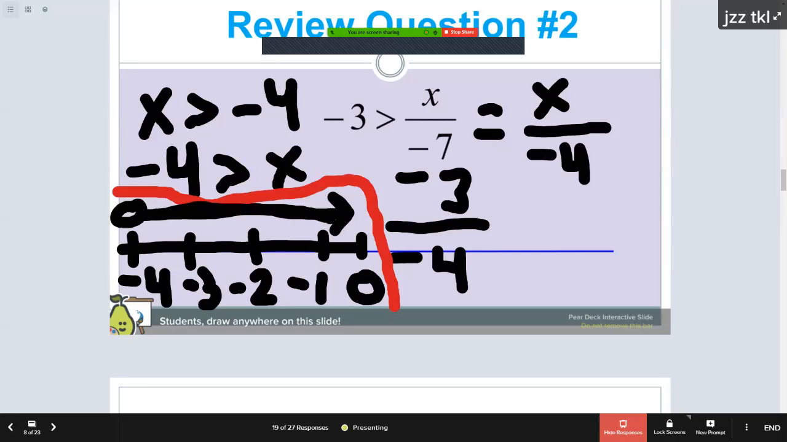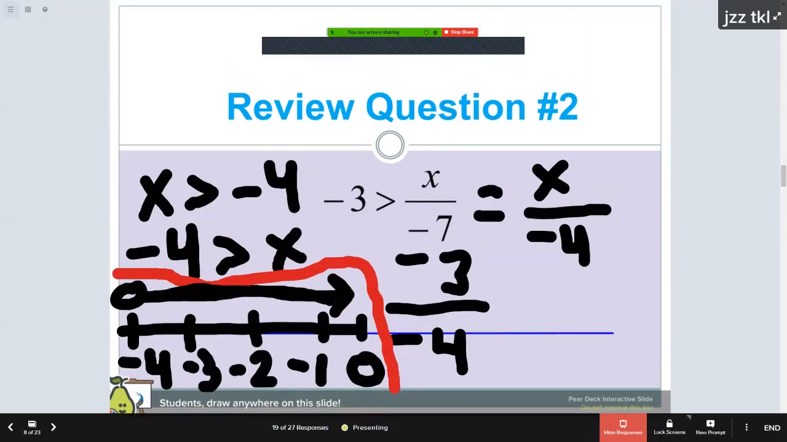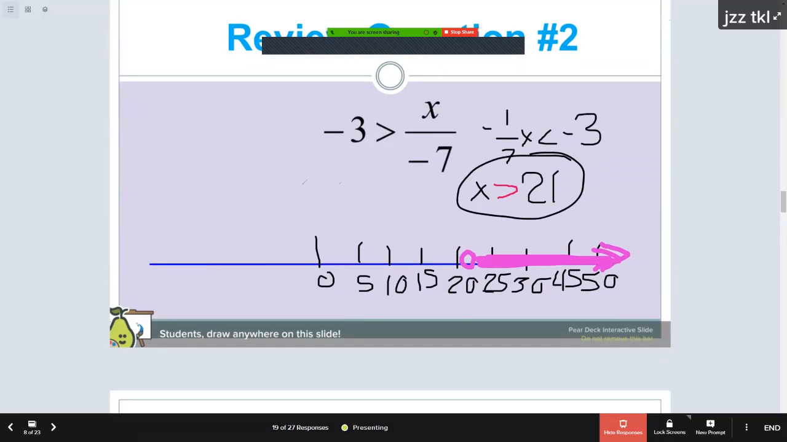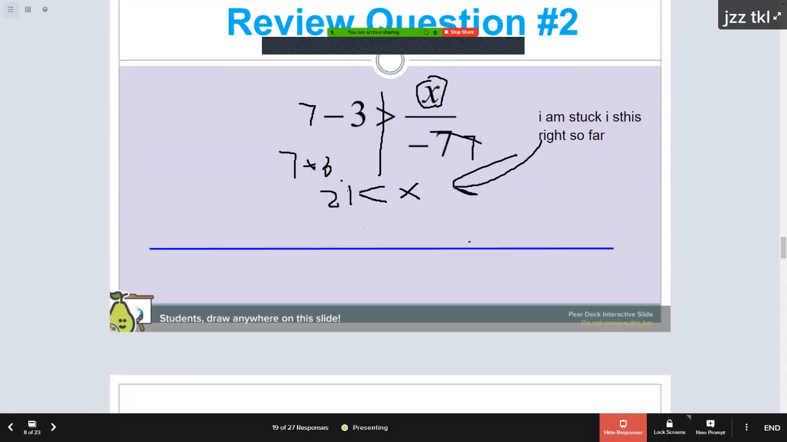Let's see here. Okay, I'm guessing this person added negative 3 to the bottom of the fraction because we have x over negative 4. Yeah, we got a little off on some of our math skills on this one. With this one, again, you should have multiplied by negative 7 on both sides. This one looks pretty good. Excellent. You should have multiplied by negative 7. Somehow you ended up dropping the negative, and anyway.